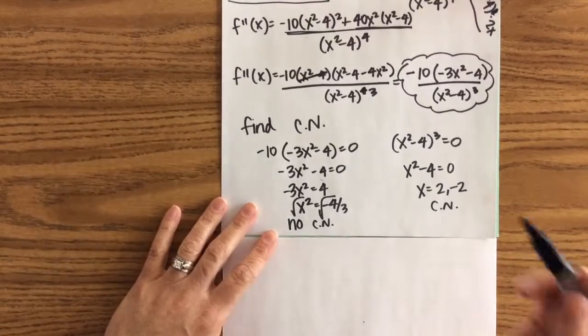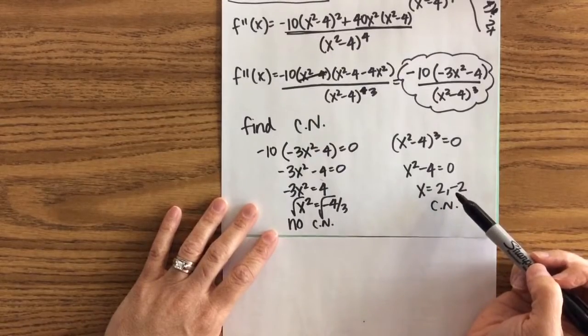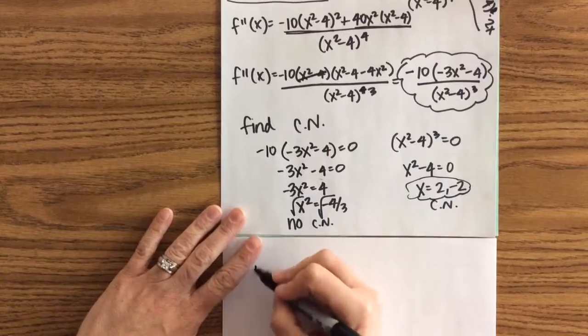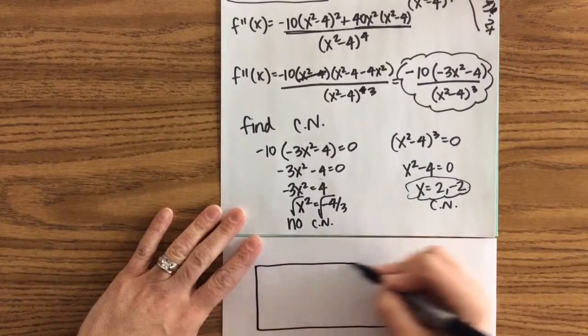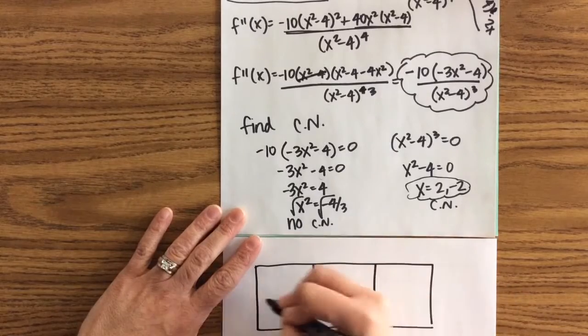All right, so I'm doing my second derivative test. I have my second derivative. I have my critical numbers from the second derivative. They were here. And now I'm going to set up my table. I set up my table just to keep everything organized. Since I only have two critical numbers, I'm only going to do two dividers.